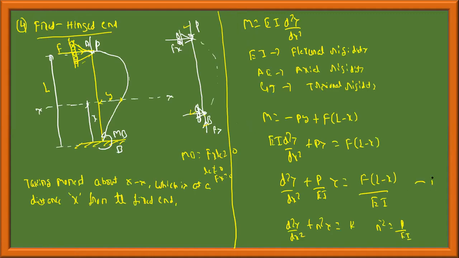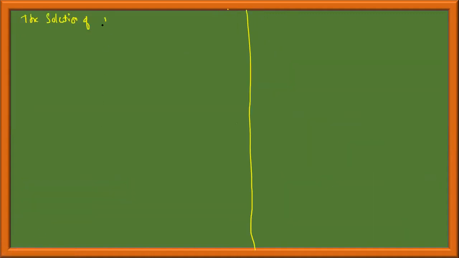This is of the form. The solution of one is of the form y is equal to a cos nx plus b sin nx plus c.